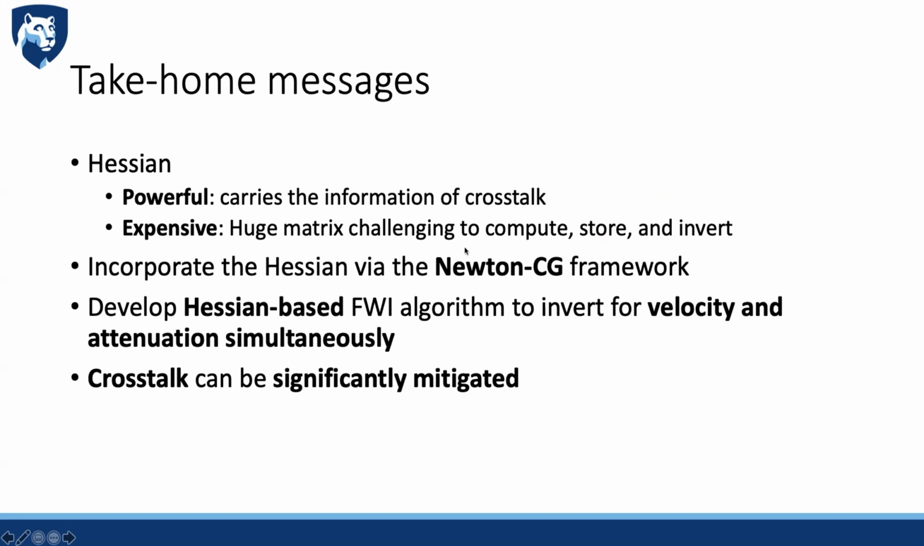Some take-home messages. We have shown that just like the military Hessian, the mathematical Hessian is powerful, but it is expensive. Fortunately, we can incorporate this Hessian via this Newton CG framework, which is pretty much affordable. In this way, we developed this Hessian-based FWI algorithm to invert for both velocity and attenuation models simultaneously. And by incorporating the Hessian, the crosstalk can be significantly mitigated.